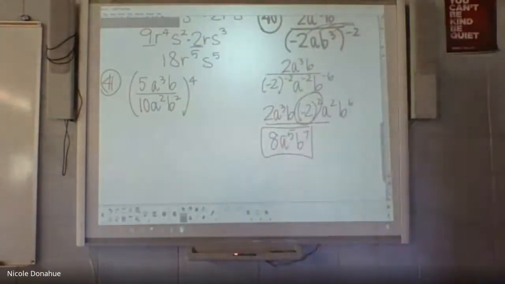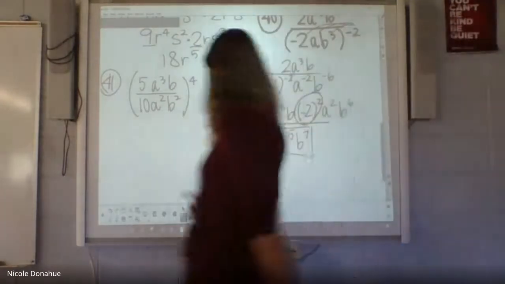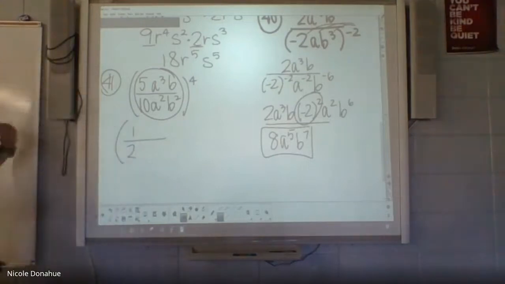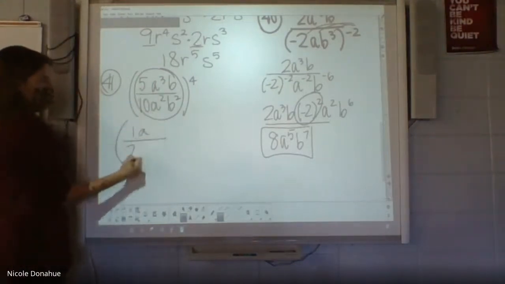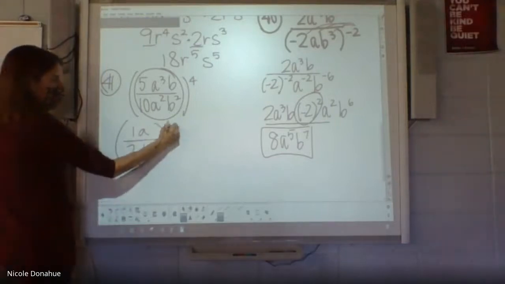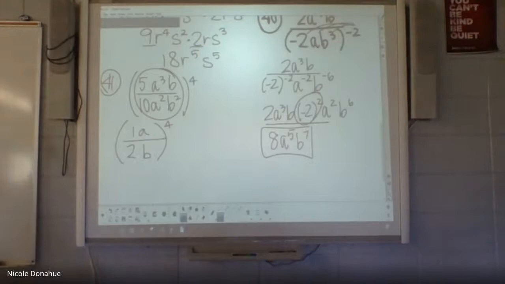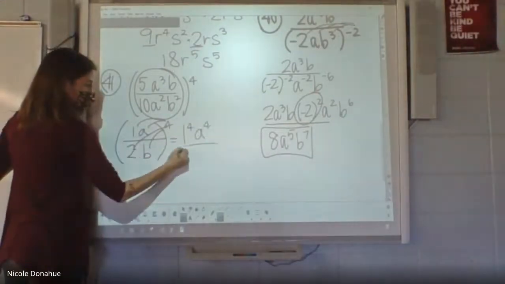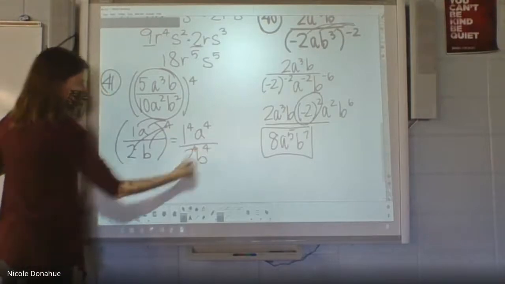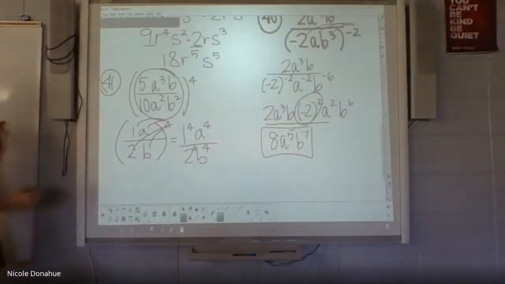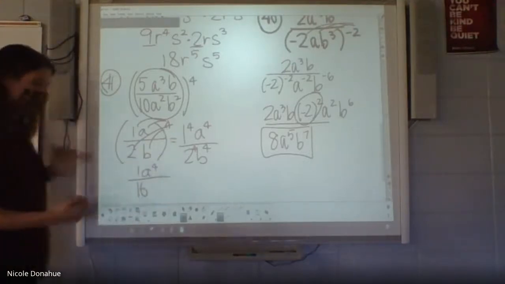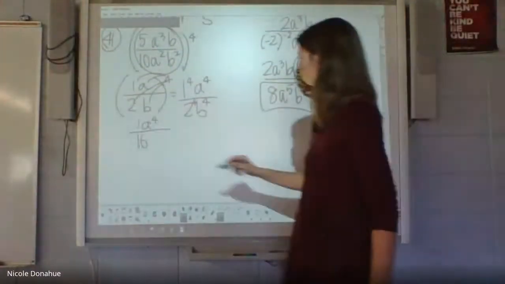This one is one I would simplify the inside first. So I would simplify what's inside of here. So 5/10 becomes 1/2. It's going to be A on the top and then B on the bottom. It's all to the 4th power. So then I have to distribute that. Oops, 2 to the 4th, B to the 4th. So everything gets to the 4th power. Well, the 1 to the 4th doesn't change, it's going to be 1. So 1A to the 4th, 2 to the 4th is going to be 16. It's 2 times 2 times 2 times 2. And then B to the 4th.